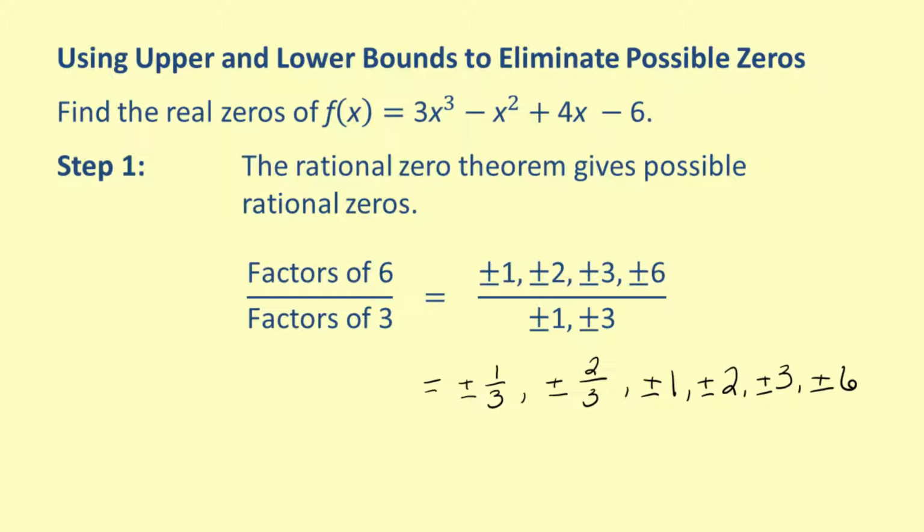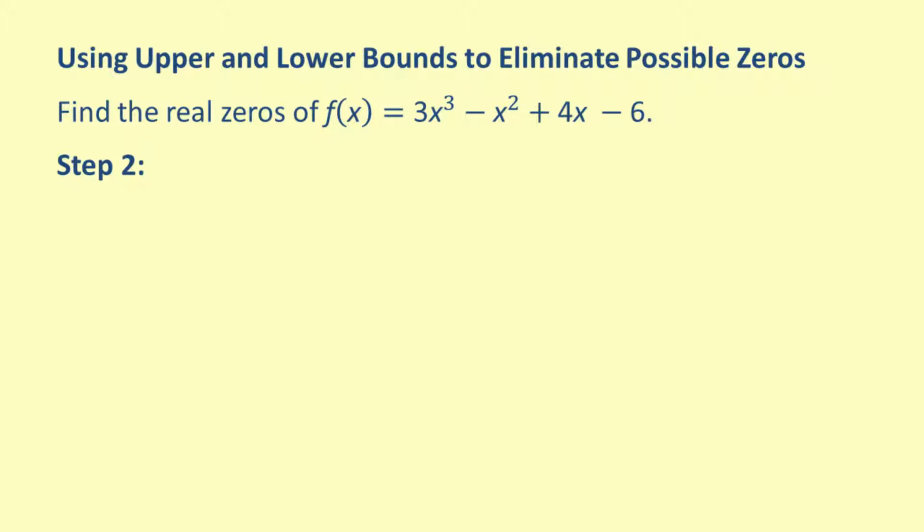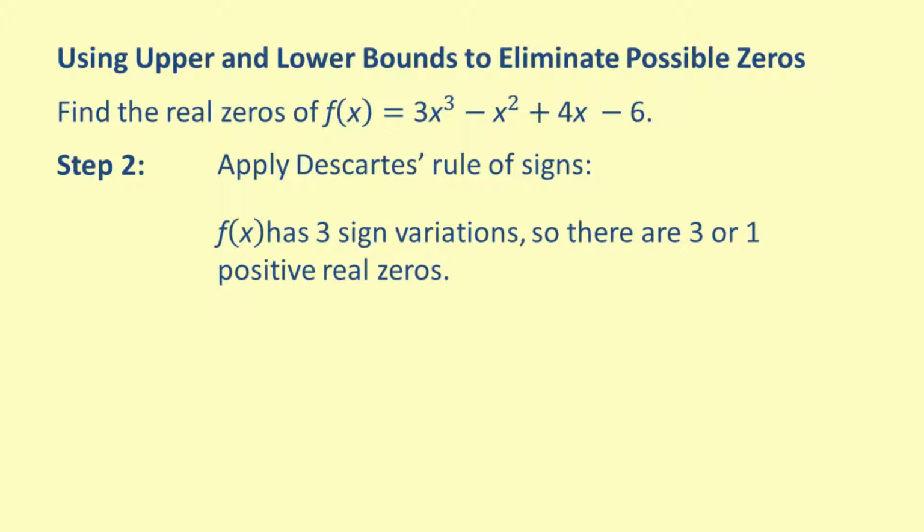Now that we've listed all possible zeros, we want to narrow down the list. Step 2. Apply Descartes' rule of signs. Recall that if a polynomial function has real coefficients and a non-zero constant term, then Descartes' rule of signs states that the number of positive real zeros of the polynomial is either equal to the number of sign variations in f of x or less than that number by an even integer. In this case, f of x has 3 sign variations, so there are either 3 positive real zeros or 1 positive real zero.